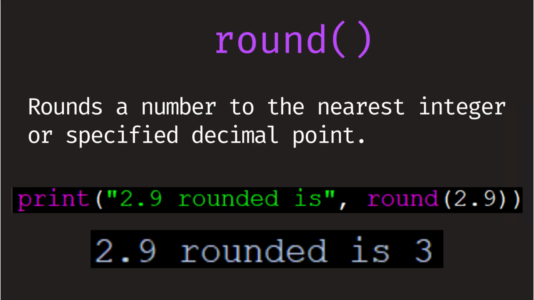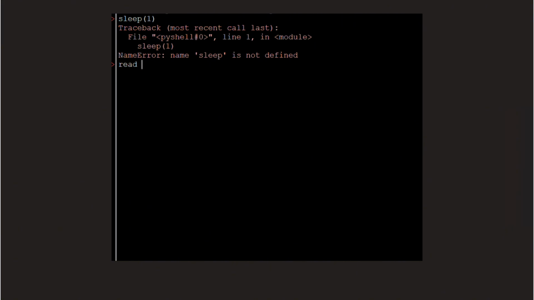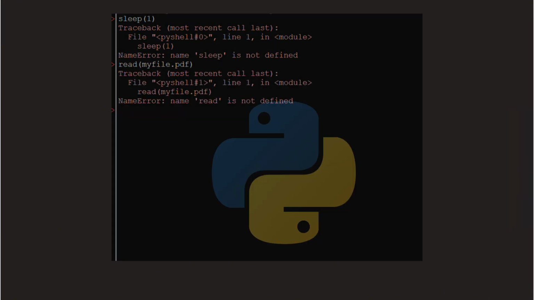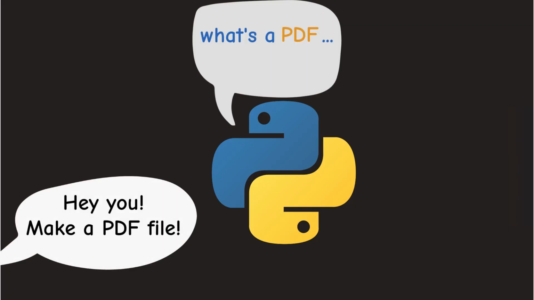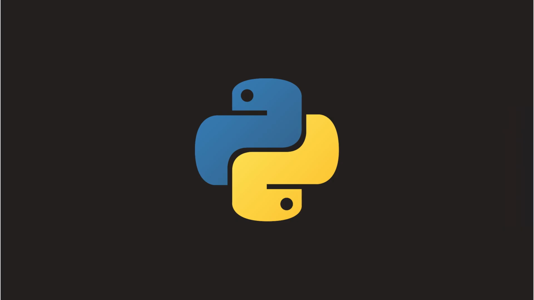However, there are certain functions that we cannot do. For example, we cannot use sleep to make a timer, nor can we read a PDF file with our stock basic Python. There is simply no code that allows our script to do that. However, we are about to level up our Python.